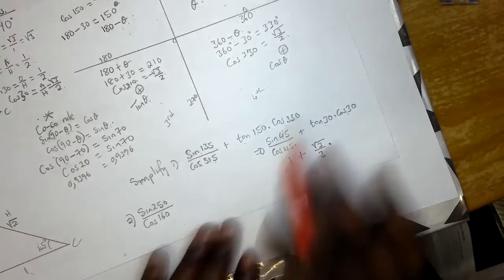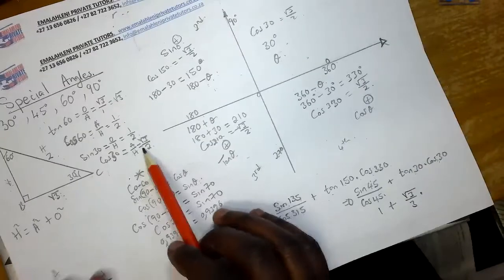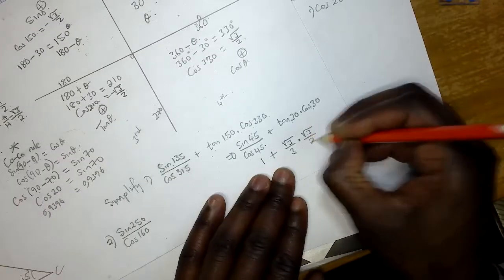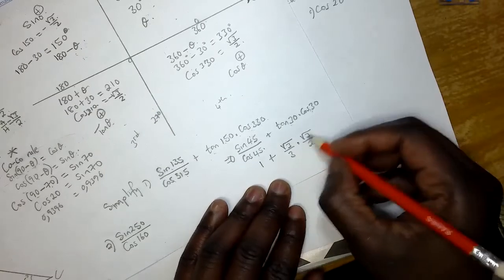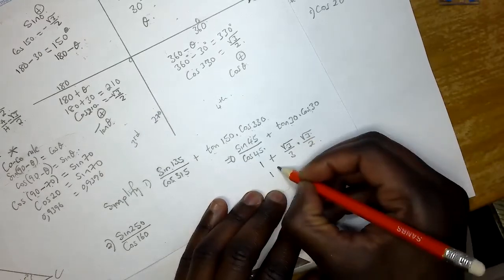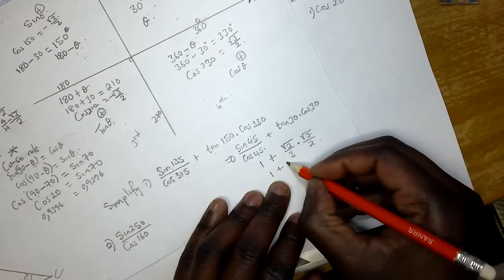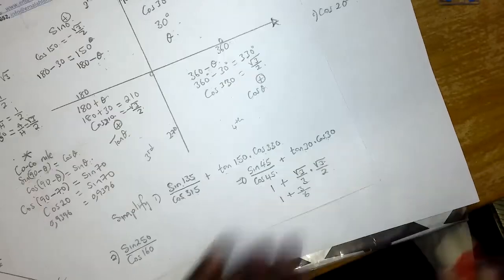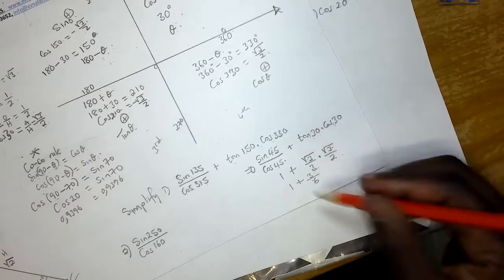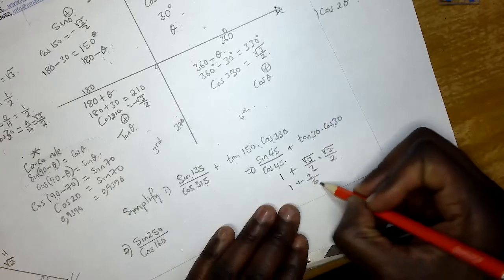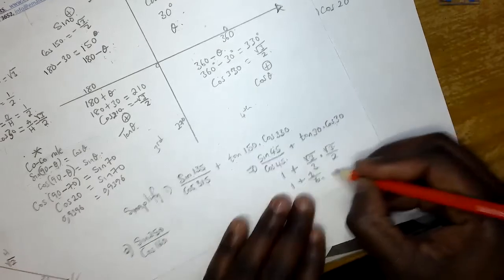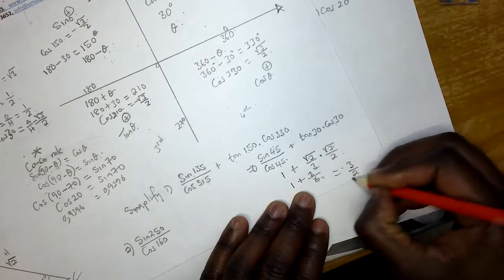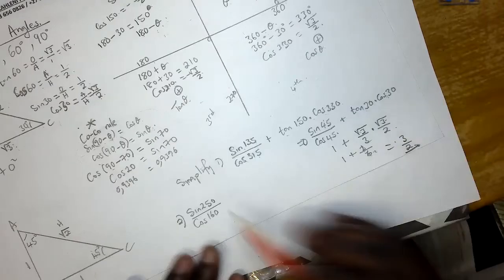What about cos 30? We know that cos 30 is equal to root 3 over 2. So we're going to say root 3 over 2. What do we get there? We cancel. This one will give us 1 plus root 3 times root 3 gives us 3 over 3 times 2 gives us 6. Now, 1 plus 3 over 6 is more like 1 plus a half. 1 plus a half is going to give us 3 over 2. That becomes our answer.